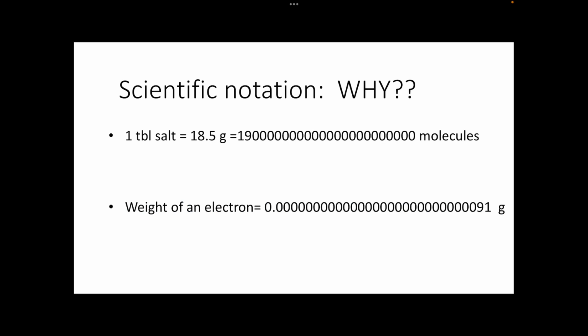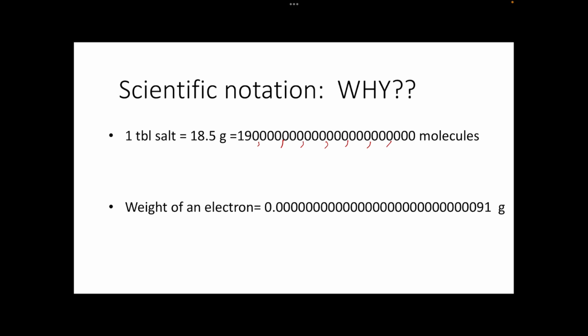So why do we use it? Well, in chemistry, we deal with really big and really small numbers. For example, 1 tablespoon of salt equals 18.4 grams. Well, how many molecules does that have in it? It has this many molecules. It's super big, there's a ton of zeros here. If you had to write out all these zeros, it would take you a really long time, and it would be really likely that you would make a mistake because you might accidentally add one too many zeros in or leave one out.